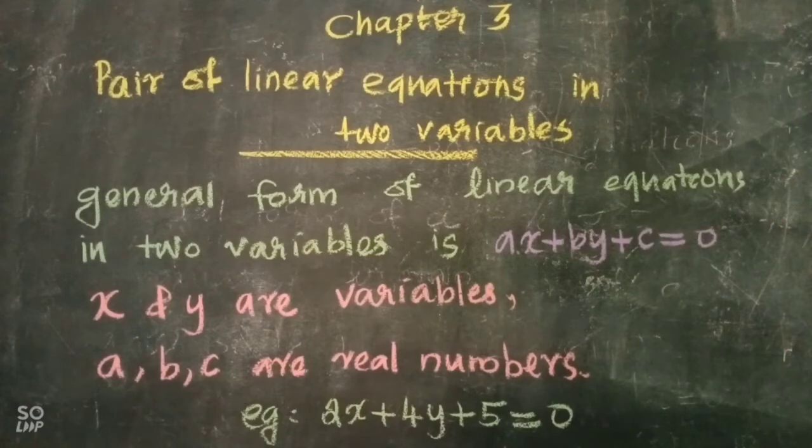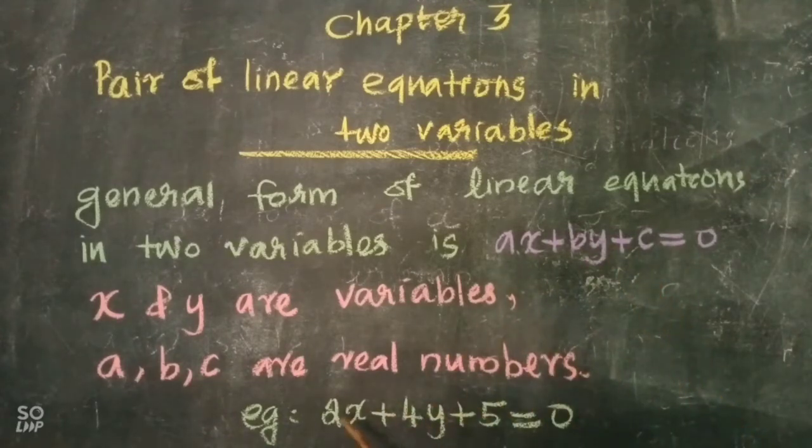In class 9, you have studied the linear equation in two variables, its general form, finding solutions and all. The general form of a linear equation in two variables is ax plus by plus c equal to 0, where x and y are variables. A, B and C are real numbers. The general form is ax plus by plus c equal to 0.